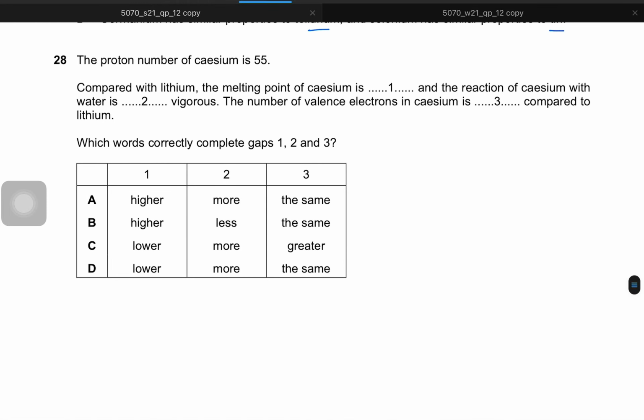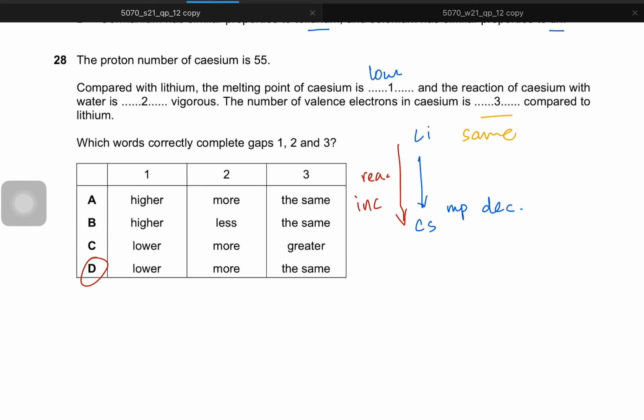The proton number of cesium is 55. Compared with lithium, the melting point of cesium is low, because lithium is higher, cesium is lower, and melting point decreases down group 1. And the reaction of cesium with water is more vigorous because reactivity increases. The number of valence electrons in cesium is the same because they're in the same group. So melting point is lower, reactivity is higher, and the same number of valence electrons.